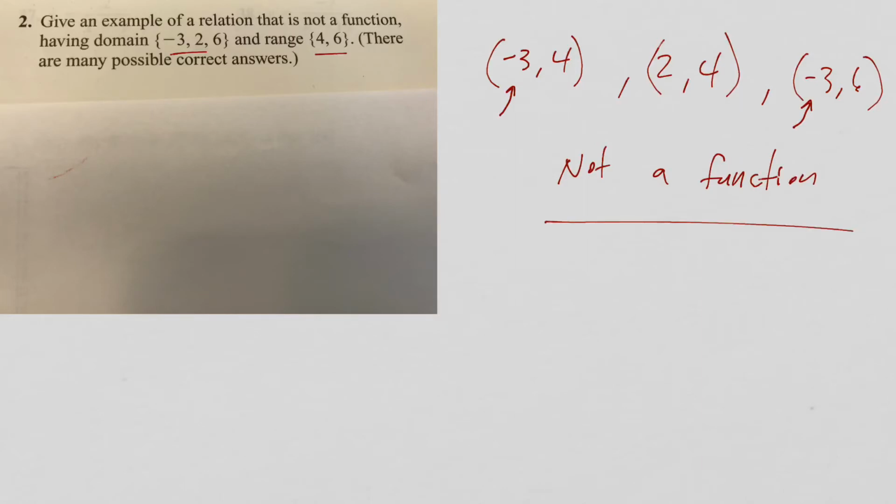The easy way to think of that is with the vertical line test. If I were to graph this, (-3, 4) graphs over here, (-3, 6) graphs there. If I put a vertical line, it would go through 2 of those points, and that tells me that this is not a function. But I didn't really need to graph it to see that if they have the same domain value, it's going to violate the vertical line test.